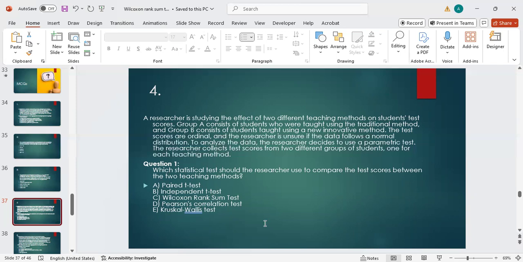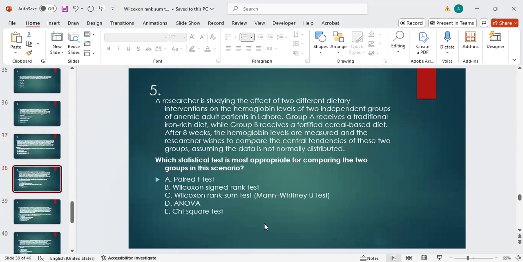Option A, paired t-test. Option B, independent t-test. Option C, Wilcoxon rank sum test. Option D, Pearson correlation test. Option E, Kruskal-Wallis test. As the data is normally distributed and there are two independent groups, it is the independent t-test.